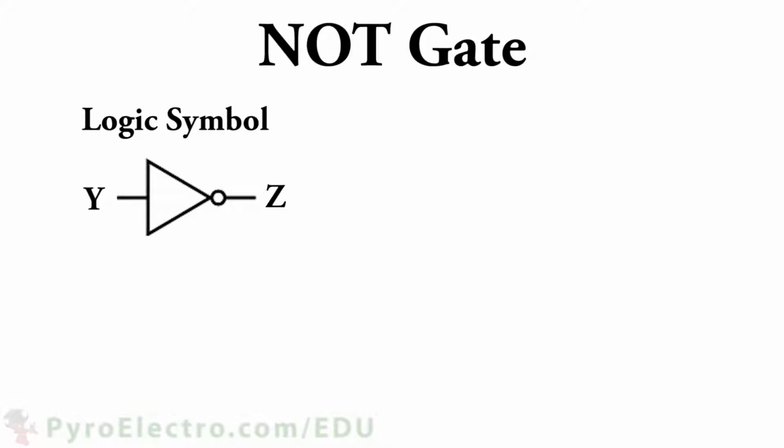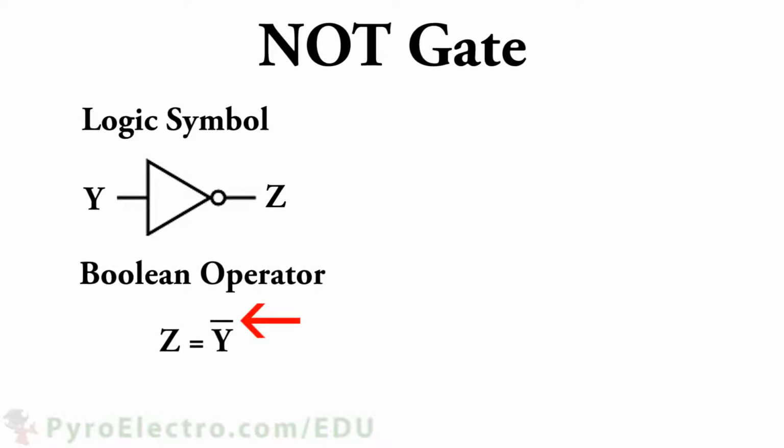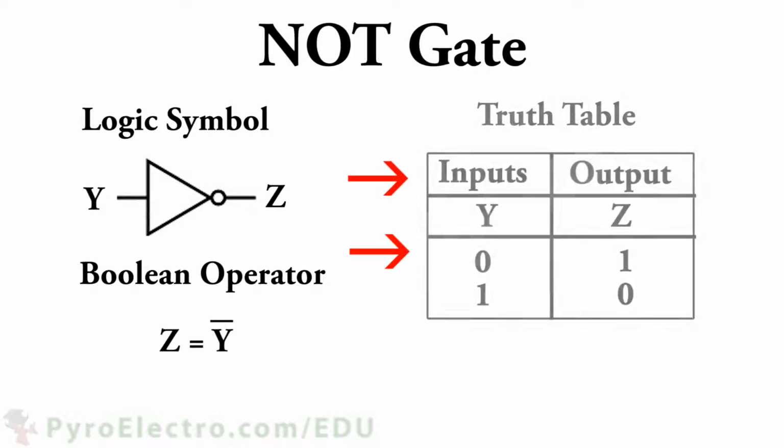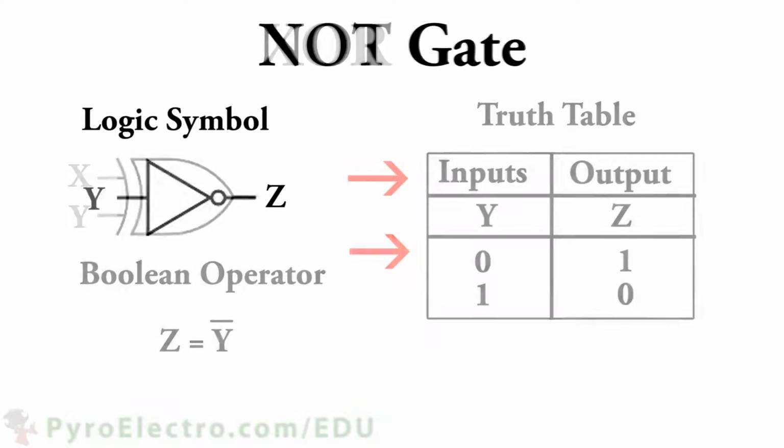The next Boolean operator and logic gate is called the NOT gate, and in Boolean algebra, it is represented by putting a line over the input like this. The NOT gate is the most simple of all the logic gates because all it does is invert the input signal from logic 1 to logic 0 or from logic 0 to logic 1. So the truth table for it looks like this.